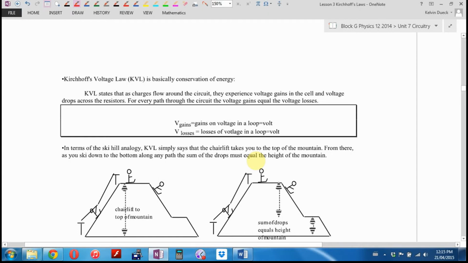It says this: any voltage that you gain has to equal, your voltage gains have to equal your voltage losses.